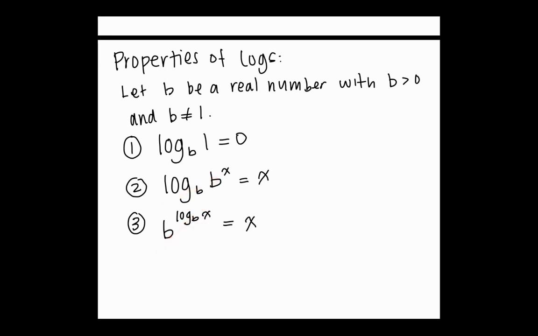So really what I'm saying is that these are inverses of each other. So I'm doing the composition of two inverses. If you do the composition of two inverses, what are you going to always get? You're going to always get x. Okay, so these are my properties of logarithms.